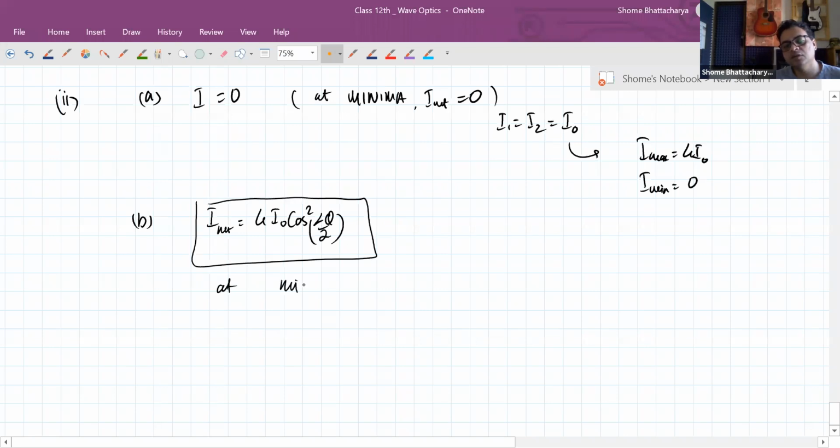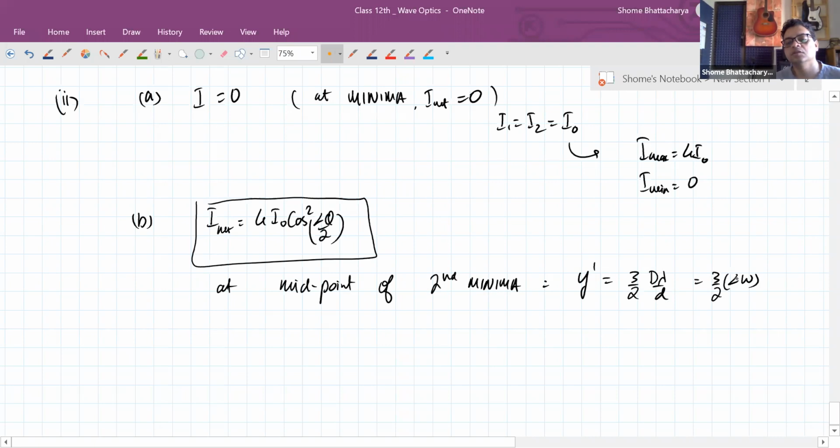So at the midpoint of second minima. Now, what is the y coordinate of the second minima? Let's say it's y prime. It is 3 by 2 d lambda by d, or you can say 3 by 2 times the fringe width. And second maxima, let's say I'm writing the y coordinate as y double prime. So that is how much? It is 2 times d lambda by d, or it is 2 times the fringe width. Okay. So what will be the y coordinate at the midpoint of these two?